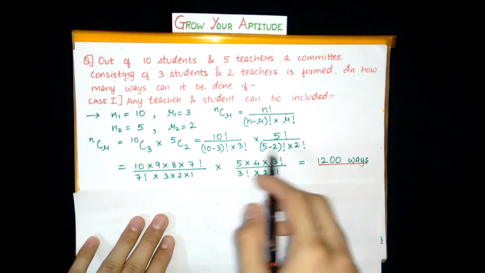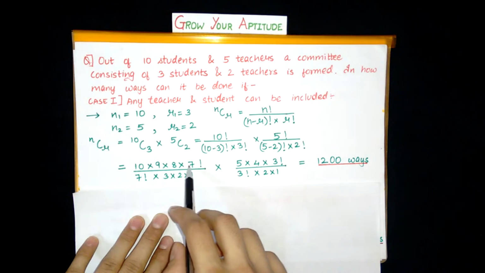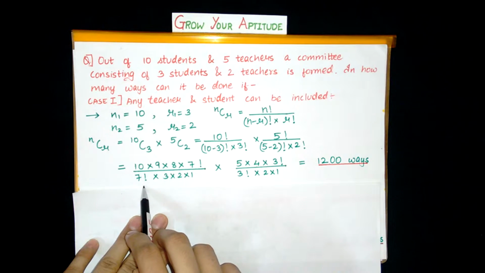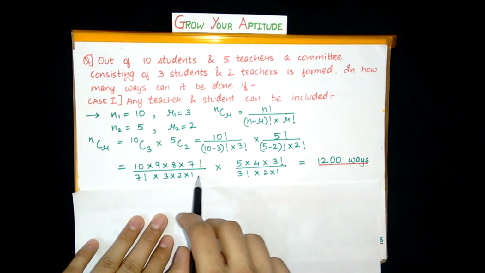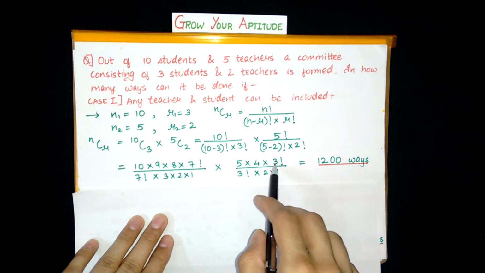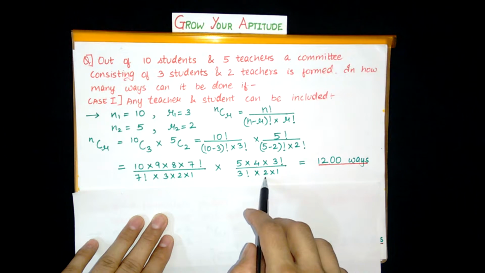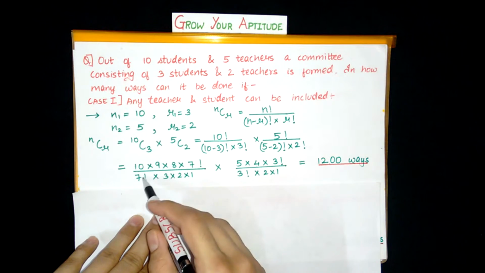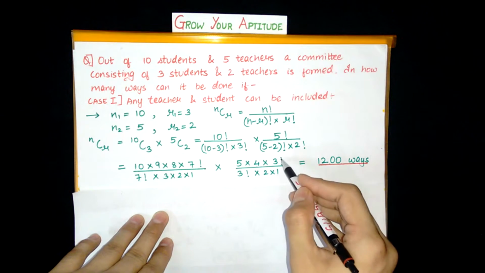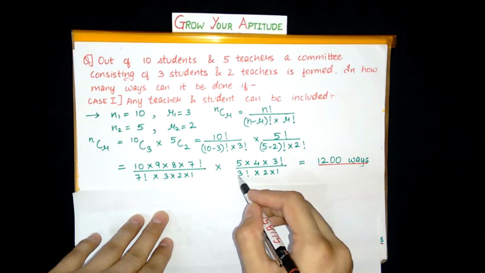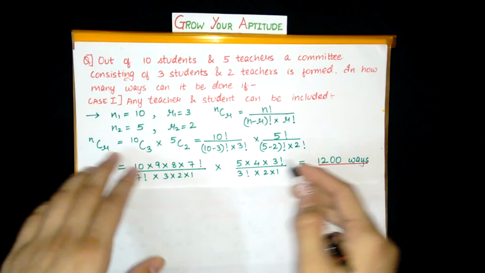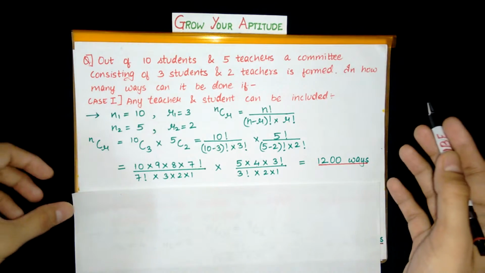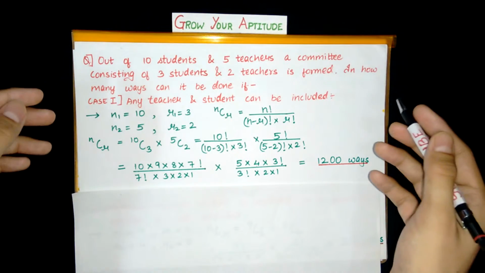is equal to, when you solve it further, you get 10 into 9 into 8 into 7 factorial divided by 7 factorial into 3 into 2 into 1, the whole into 5 into 4 into 3 factorial divided by 3 factorial into 2 into 1. Now this 7 factorial in the numerator can be cancelled with the 7 factorial in the denominator, and this 3 factorial in the numerator can be cancelled with the 3 factorial in the denominator, and when you solve this whole part, you get the answer as 1200 different ways. 1200 different combinations can be done.